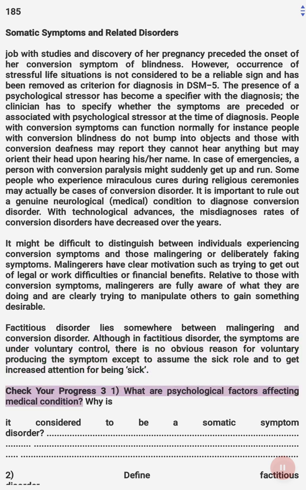Check your progress 3.1. What are psychological factors affecting medical condition? Why is it considered to be a somatic symptom disorder?